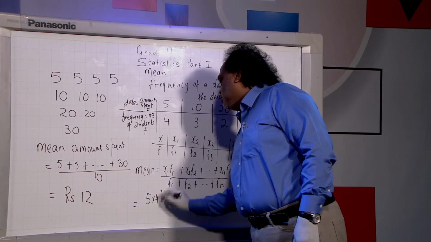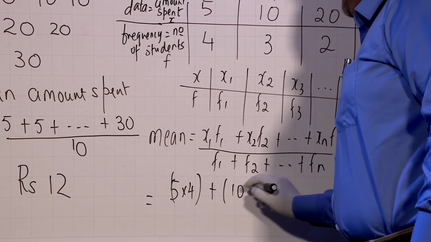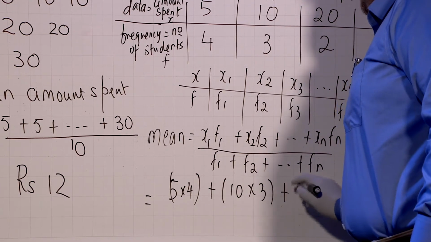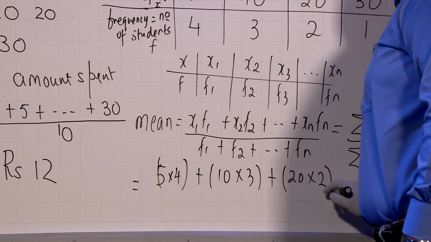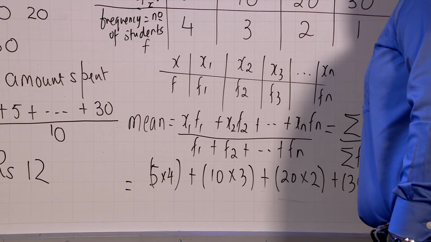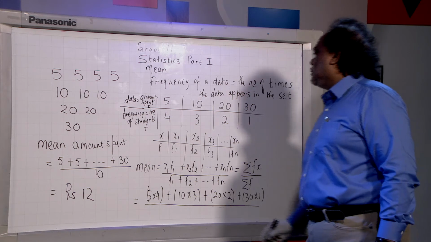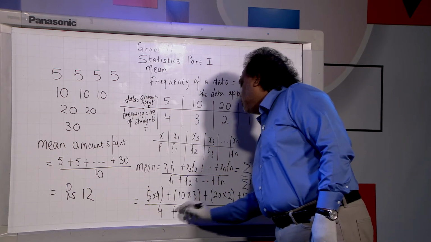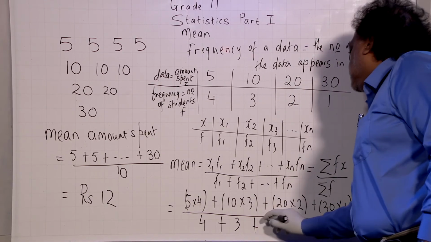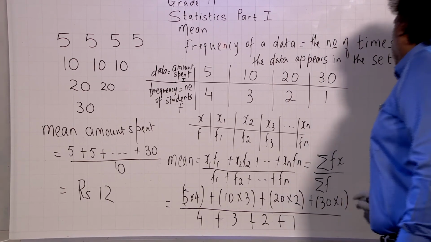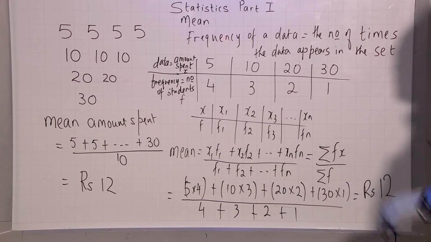5 times 4 plus 10 times 3 plus 20 times 2 plus 30 times 1 divided by 4 plus 3 plus 2 plus 1, which gives us 12 rupees.